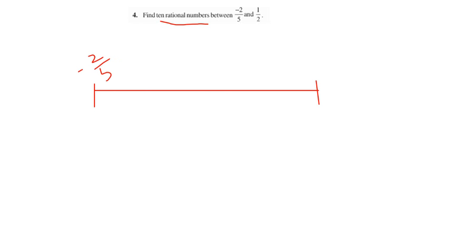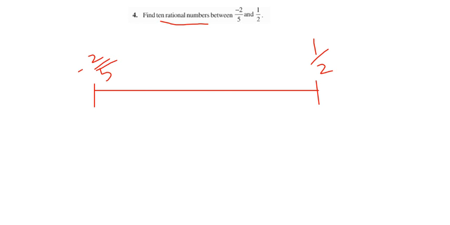So another thing we learn in this chapter is that between two rational numbers there are infinite rational numbers. So let's say we have -2.5 here and 1 by 2 here. These are the 2 points given. We have to find 10 rational numbers in between.